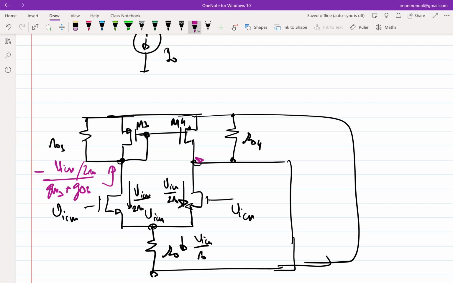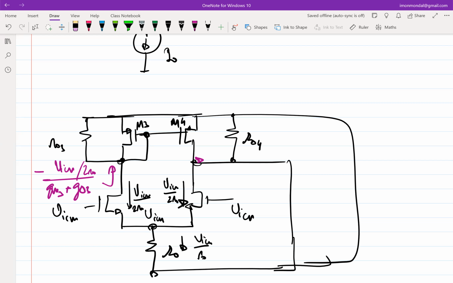Okay. So let's say, is it clear that the conductance looking into that node is equal to GM3 plus G03? So the current is VICM by 2 R0. So the voltage will be current divided by conductance. That's all I'm doing, right? Negative of that because current is being pulled out.